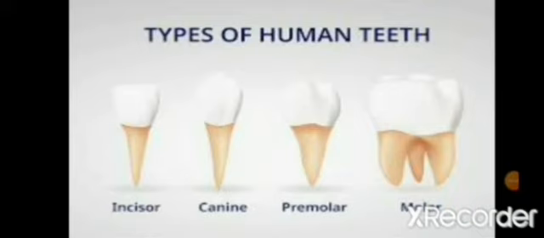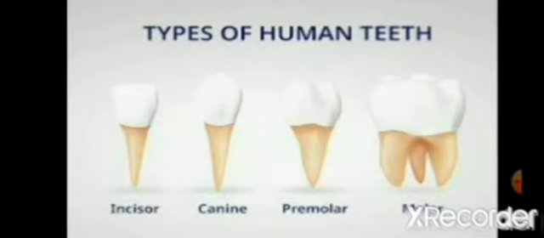As I already told you that all human beings have two types of teeth. They are temporary teeth and permanent teeth. Incisors, canines, premolars and molars are 4 types of teeth found in human beings. Now we are going to study about the function of these different types of teeth.